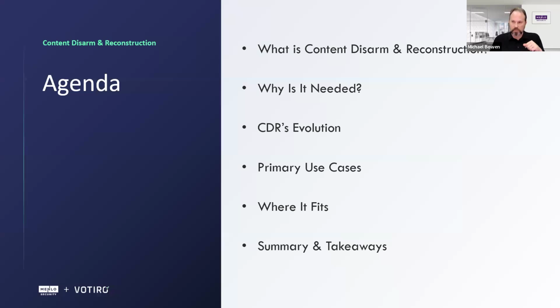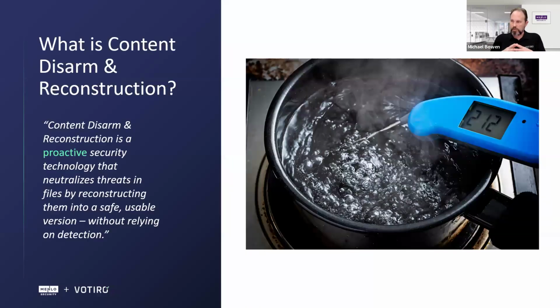All right, so let's get started. So what is content disarm and reconstruction? As an analogy, content disarm and reconstruction is the ability to take unstructured data, files coming into your organization through many different channels, take them apart, analyze the content of them, and remove the malicious or potentially malicious objects. And it does that without relying on any sort of signature-based detections.